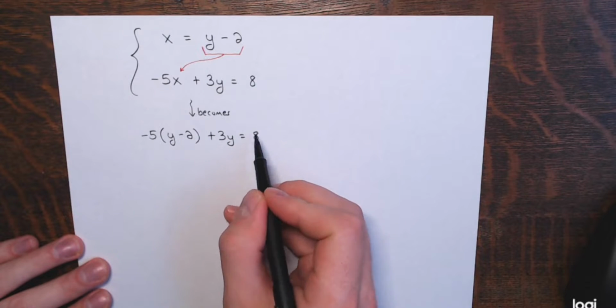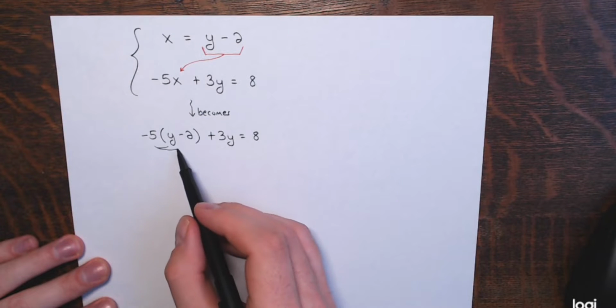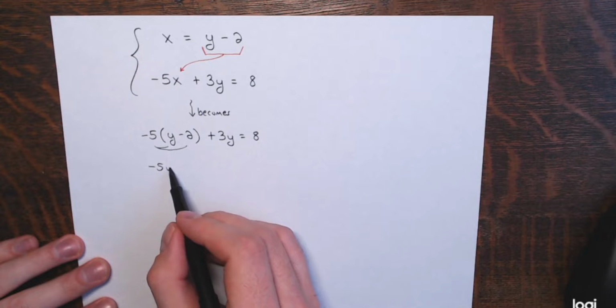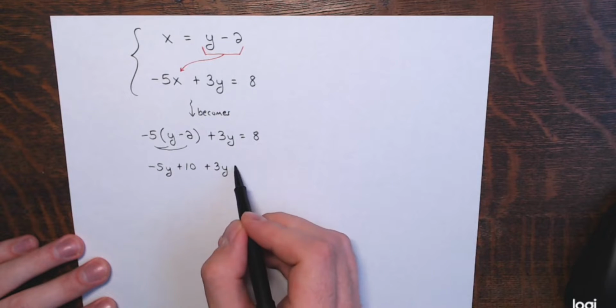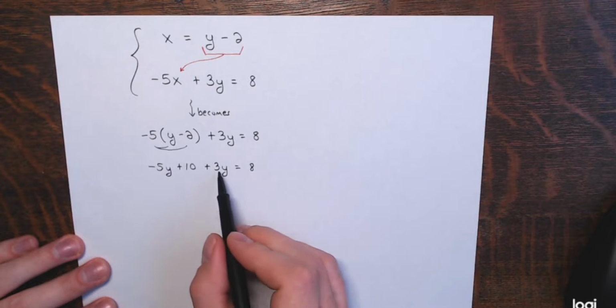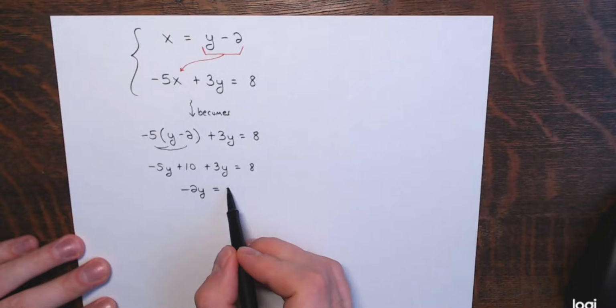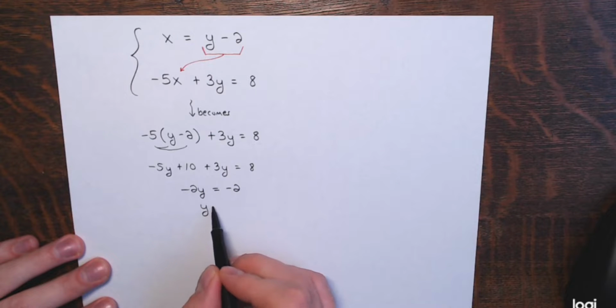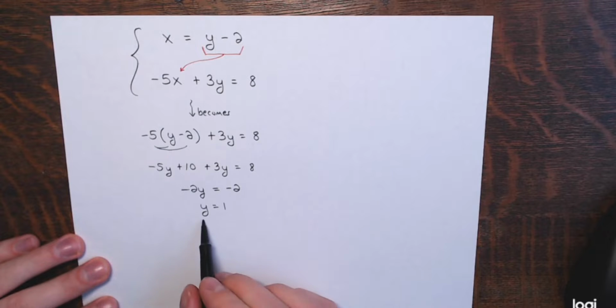Then I solve this new equation for y. Distribute the negative 5 here. You get negative 5y plus 10 plus 3y equals 8. Negative 5y and 3y make negative 2y, and subtracting 10 from both sides will give me negative 2 on the other side. Dividing by negative 2, I get y equals 1. And again, this is only half the answer. That's only the y value of the solution.